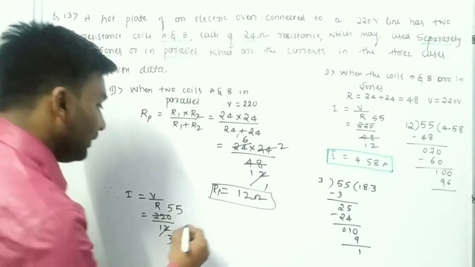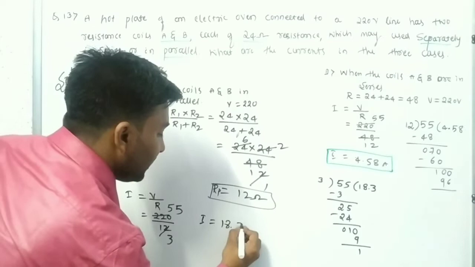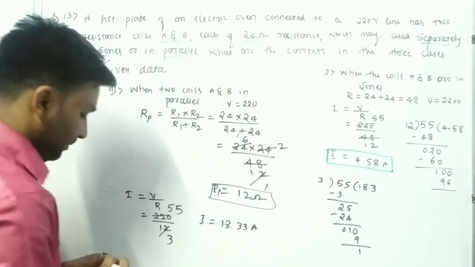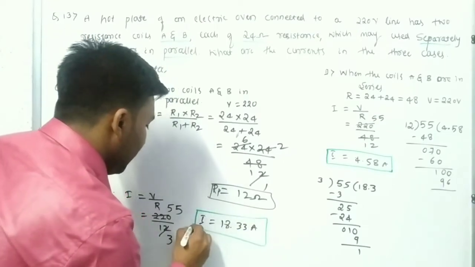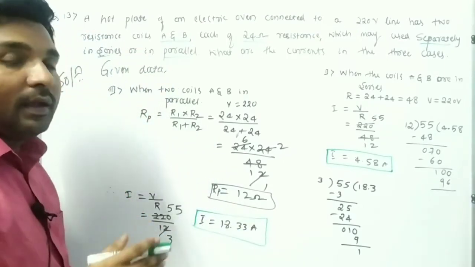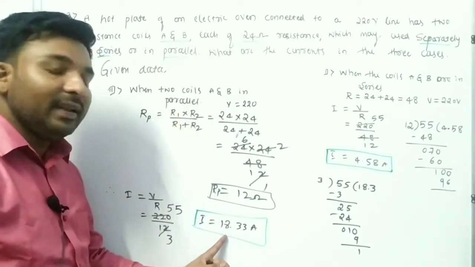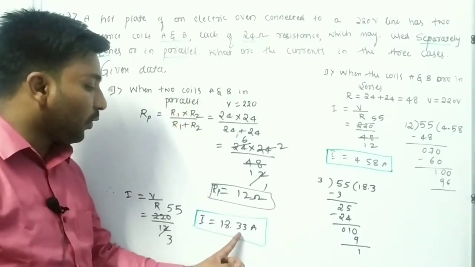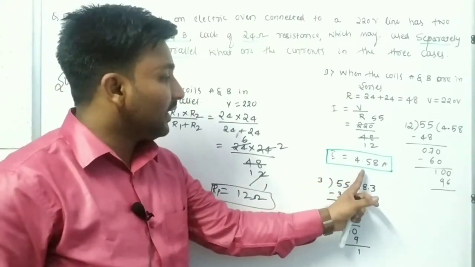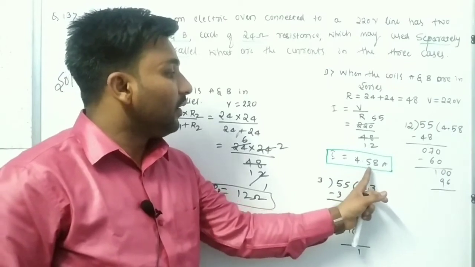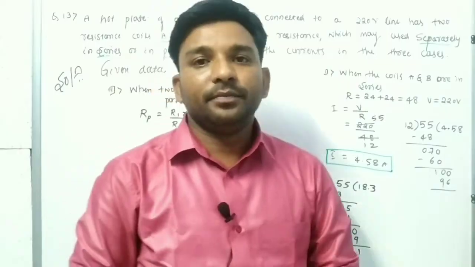So here the current is 18.33 ampere, which means when the coils A and B are connected in parallel, the current flowing is 18.33. Similarly, when the coils are connected in series, the current flowing is 4.58 ampere. So hence we have solved the problem.